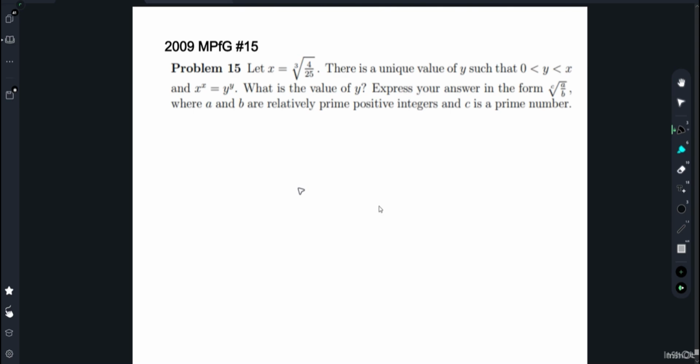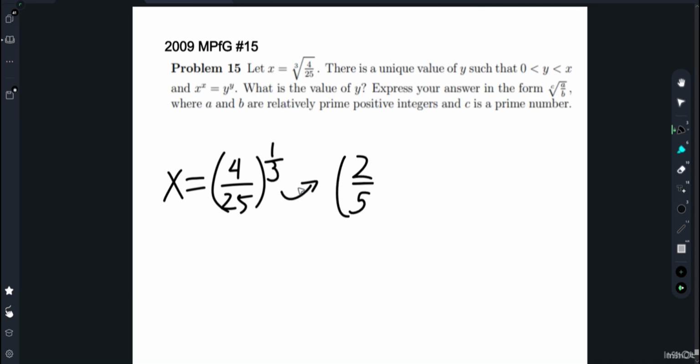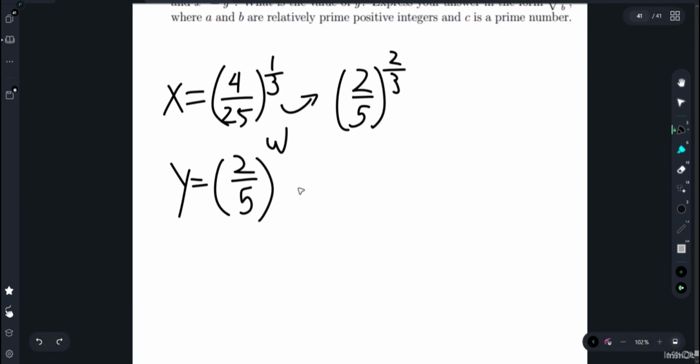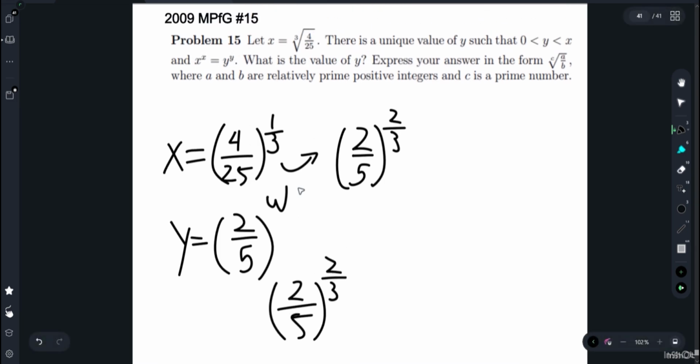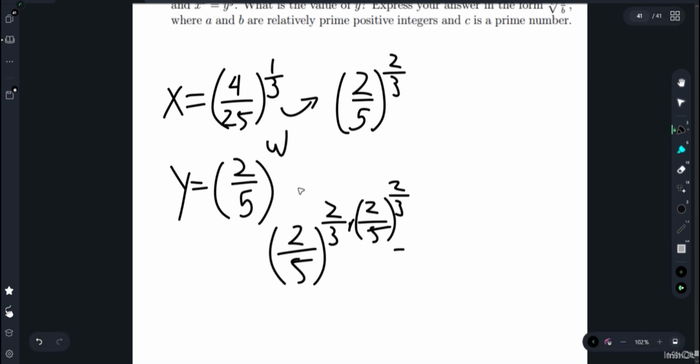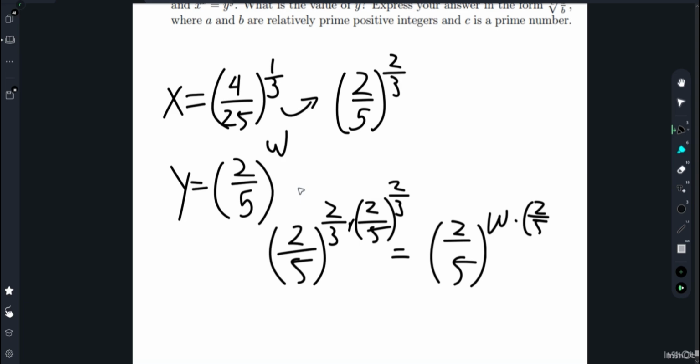First we want to simplify this expression. x is equal to 4/25 to the 1/3 power, as that is the definition of exponents, and we can simplify to 2/5 to the 2/3. We see that y has to be in the form 2/5 to the omega, otherwise there is no possible way of achieving that. Now we plug it in, so we get 2/5 to the 2/3 power, times 2/5 to the 2/3. This is equal to 2/5 to the 5 omega times 2 to the 5 to the omega.